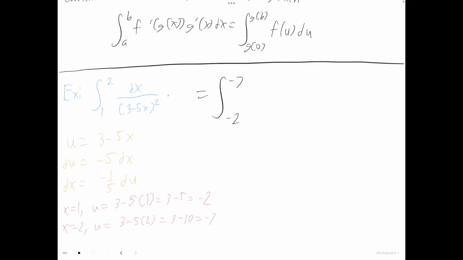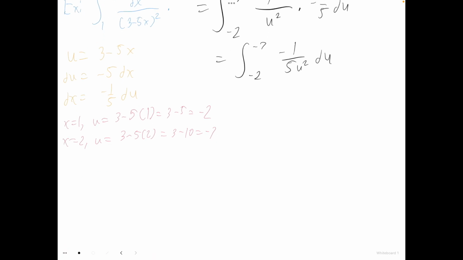Now the order is important here. So we plugged 1 in and got out negative 2, so negative 2 is on the bottom. We plugged 2 in to get out the negative 7, so negative 7 is on top. And then our dx is going to become negative 1/5 du. I'm going to actually write it like this. We're going to have 1 over u squared, times dx, but dx is negative 1/5 du. So we have the integral from negative 2 to negative 7 of negative 1 over 5 u squared du. Okay, so that is now what we want to compute.